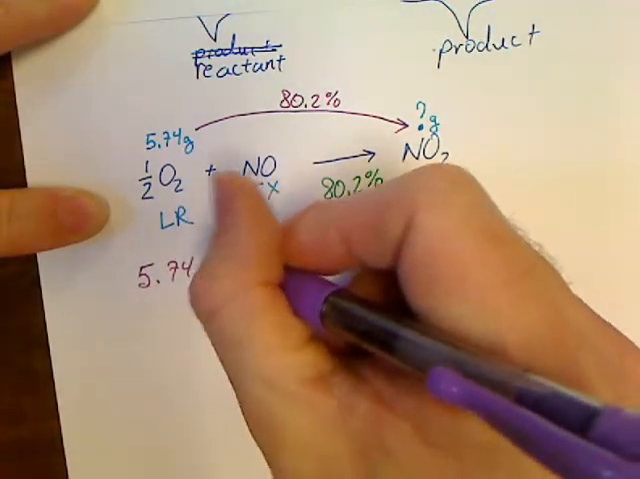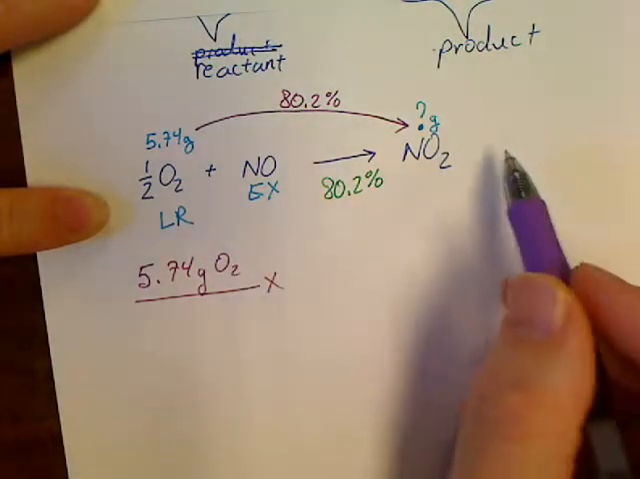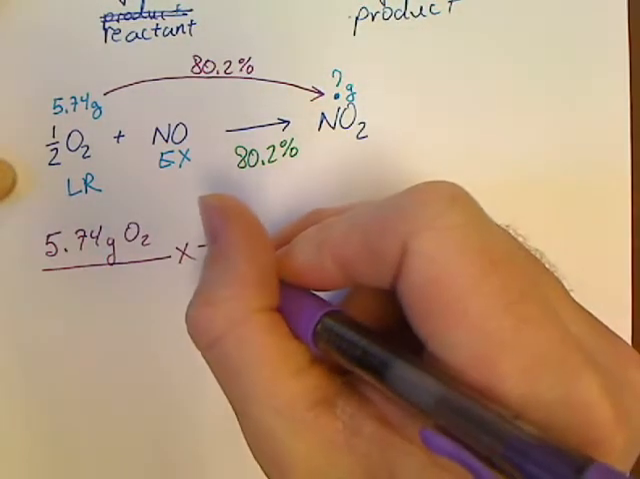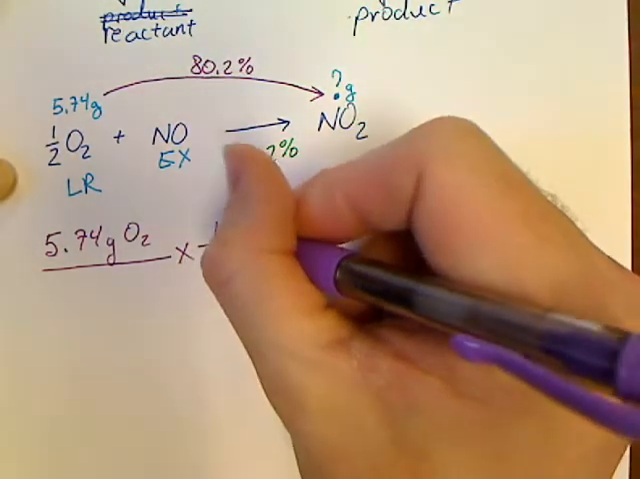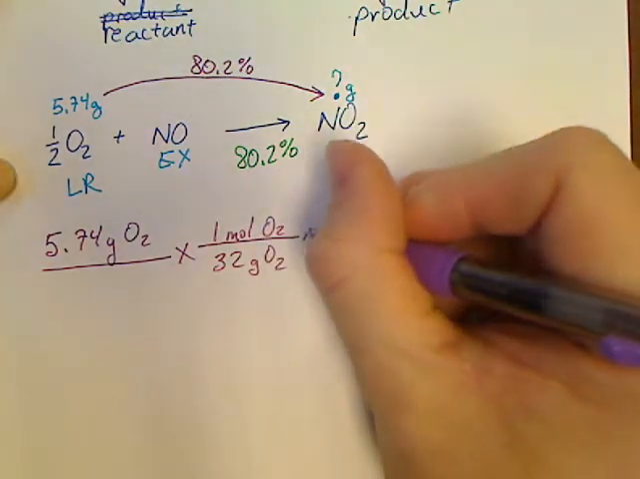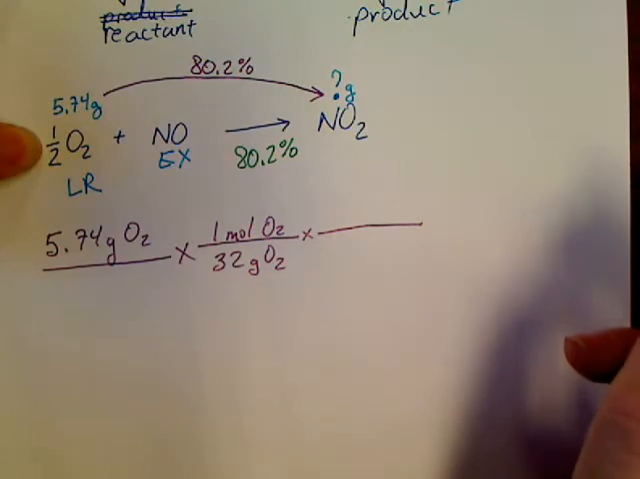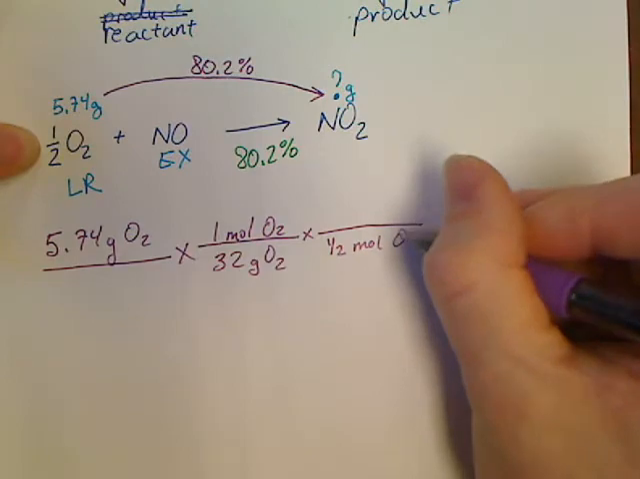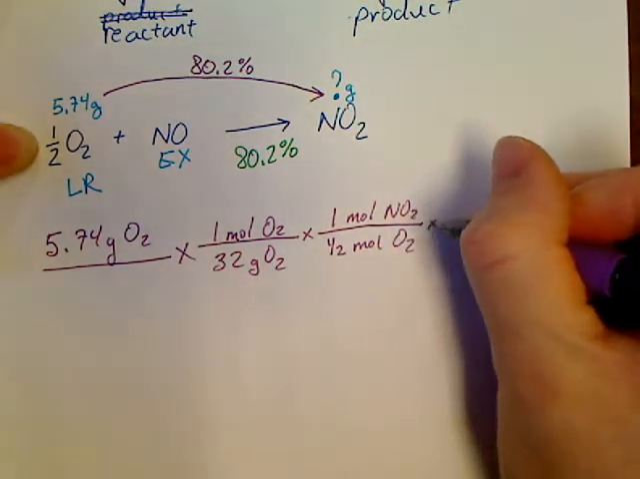5.74 grams of O2, and let's now jump to NO2. Let's do a molar relationship. Well, first, before we can jump, we have to be in moles. So O2 would be 16 times 2, 32 grams of O2 for every 1 mole of O2. Put our X, draw our line. We're ready to jump. Your relationship, and I know we haven't done this before, but that's okay. For every 1/2 mole of O2, we'll make 1 mole of NO2. Put our X, draw our line.